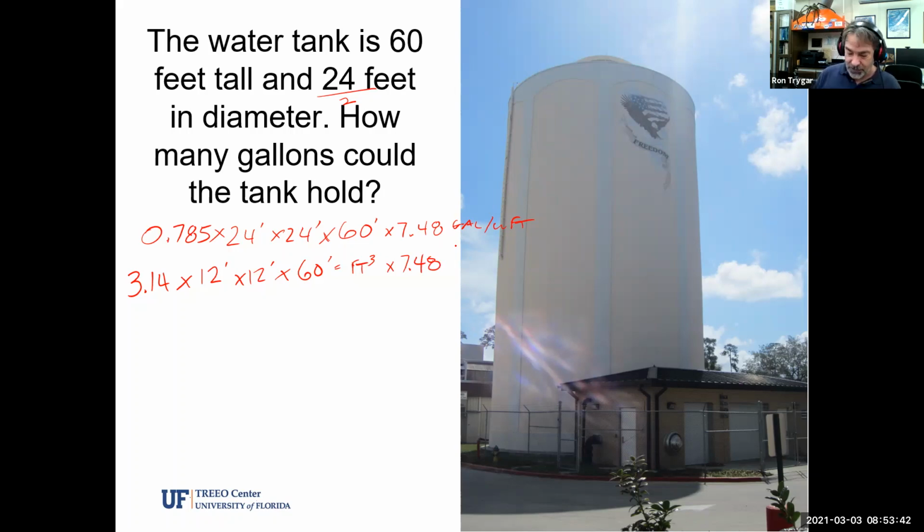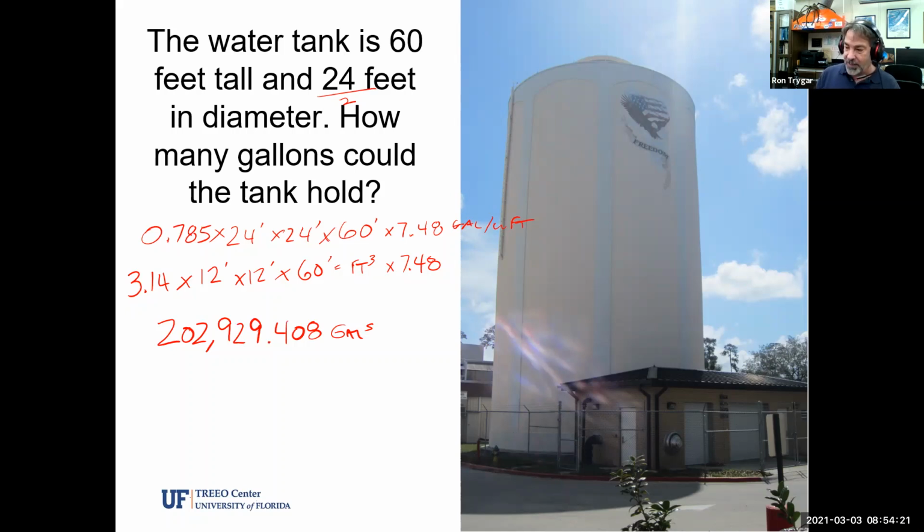So let's work this out. So 0.785 times 24 times 24 times 60 times 7.48. And if the tank is completely full of water, all the way up to the 60-foot height, I would have 202,929.408 gallons in the tank. So 202,929.408 gallons could be stored in that tank.